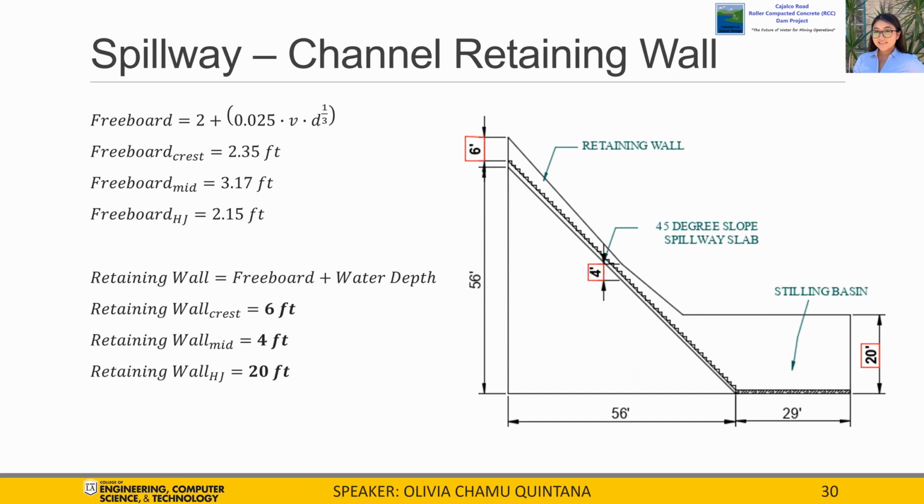At the crest, the retaining wall is 6 feet. Then at the middle, it decreases to 4 feet. Then it increases to 20 feet to accommodate for a hydraulic jump that could occur near the bottom of the spillway. And now we will discuss the outlet works.